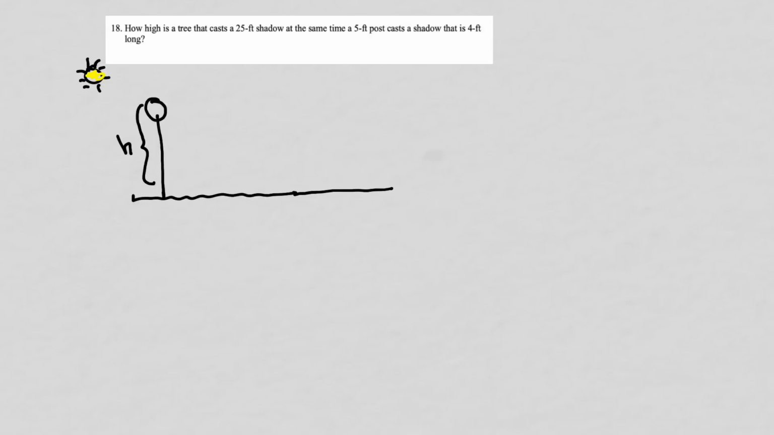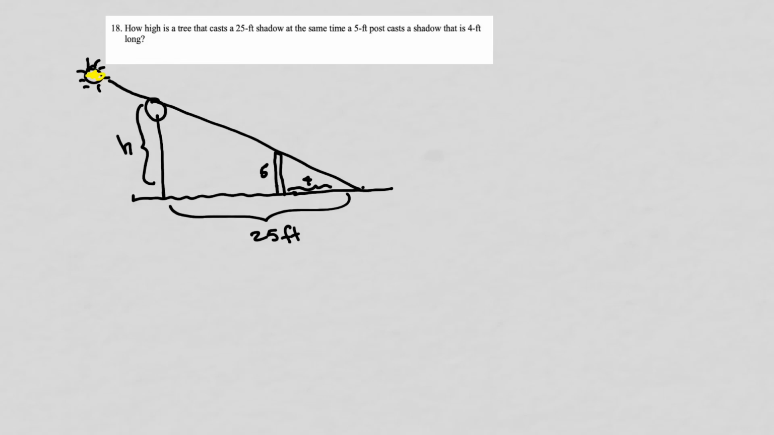And we know that it's going to cast a shadow. Here's the shadow, and the shadow is 25 feet. But that happens at the same time there's this post here. Here's a post, and the post is 5 feet high, and it casts a shadow that's 4 feet. So once we draw the picture, you can probably get an idea of what we're going to do.